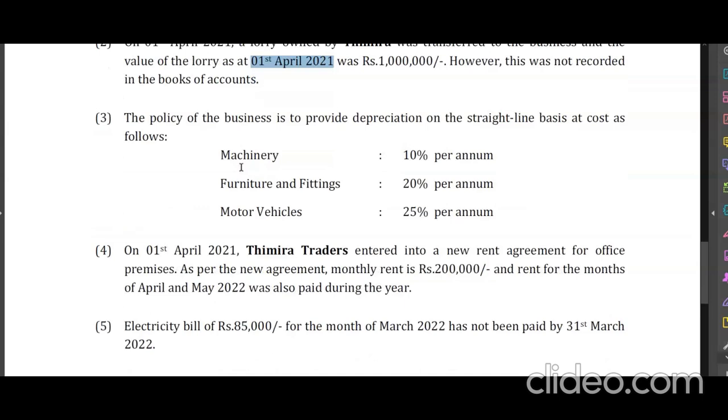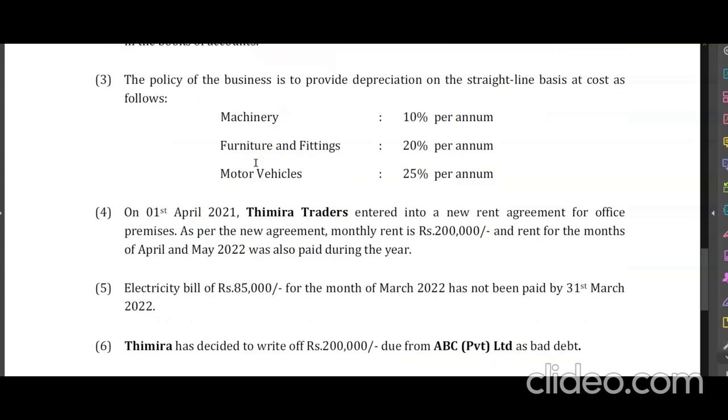The third one: the policy of the business is to provide depreciation on the straight line basis and cost as follows. Machinery is 10% per annum, furniture and fittings 20% per annum, and motor vehicles 25% per annum. So you have to do the depreciation based on the percentage on straight line basis as given in the third point.